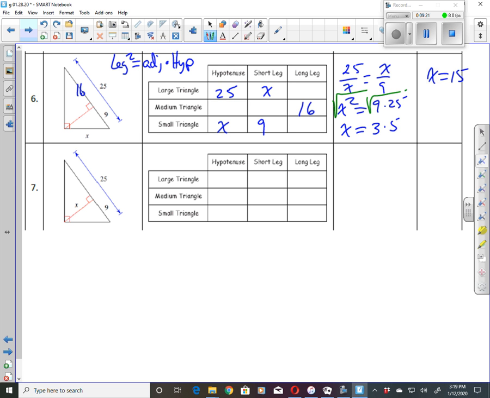Now, number 7 is one that you've seen before. It's very much like number 5. I'm going to have you stop the video and do this yourself. Stop the video and I'll give you the answer when you're done.